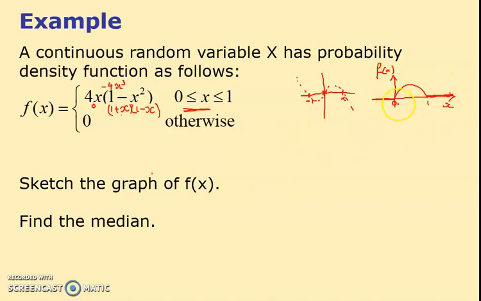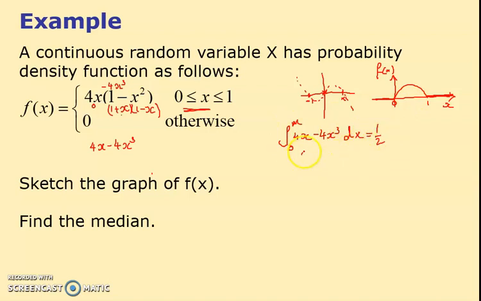Find the median. Well, is it straightforward? Oh yeah, fairly. Let's multiply this out. I didn't do it before, but it becomes 4x minus 4x cubed when I multiply it out. So I'm going to integrate 4x minus 4x cubed. I want the median, so I go from the start point, which is 0, up to m dx, and that has got to equal a half.